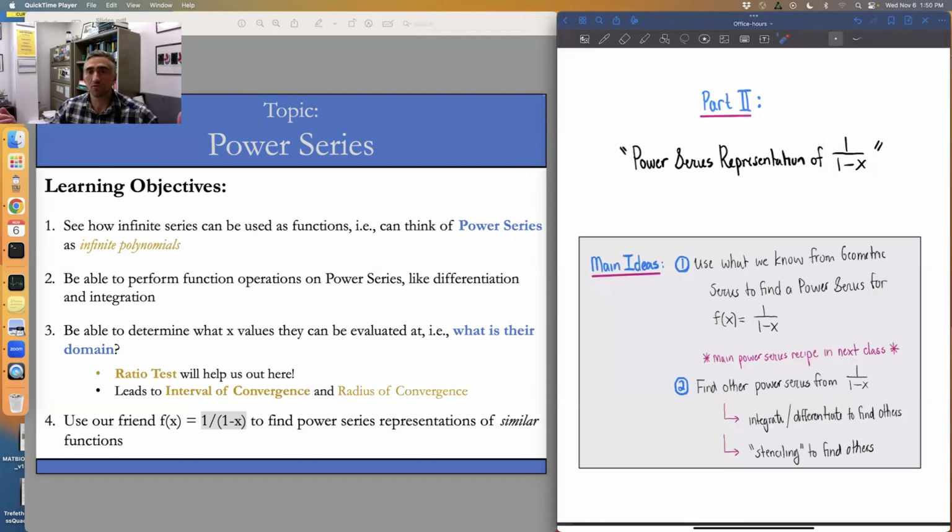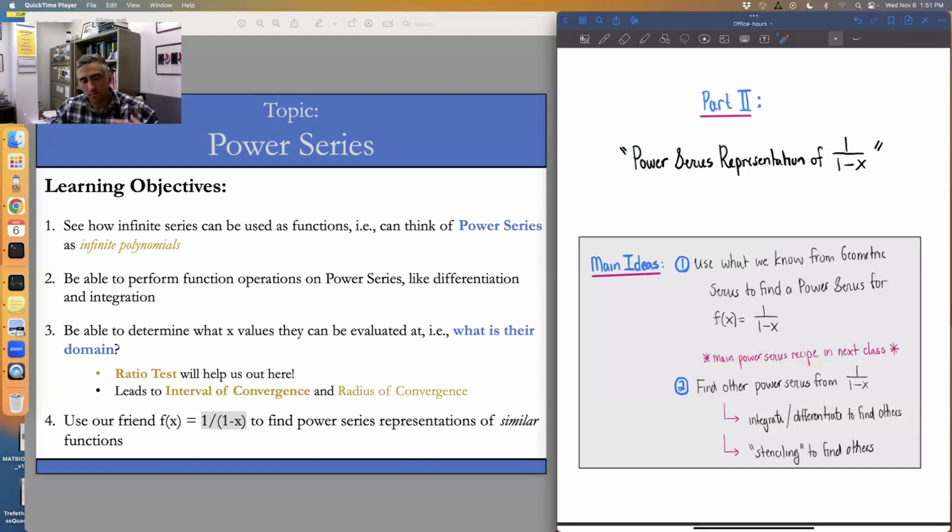So a couple things of just where we're going to go with this part of class. The main idea here is we're going to use what we know about geometric series to actually help us find the power series for 1 over 1 minus x. Now, this is just going to be the method we use to find the specific power series for this function. The main recipe of how we can find power series representations for other functions we'll talk about next class. These will be known as Taylor series.